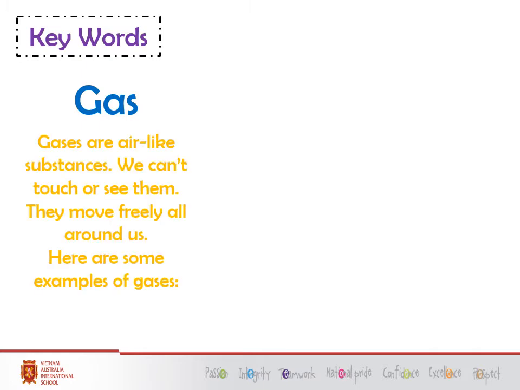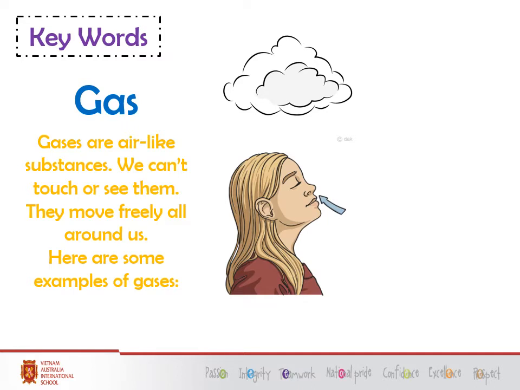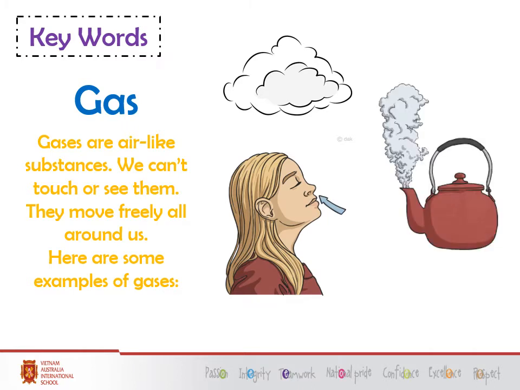Gas. Gases are air-like substances. We can't touch or see them. They move freely all around us. Here are some examples of gases. Clouds, the air we smell, and when you boil a kettle, the steam that comes out. Can you think of any more gases?